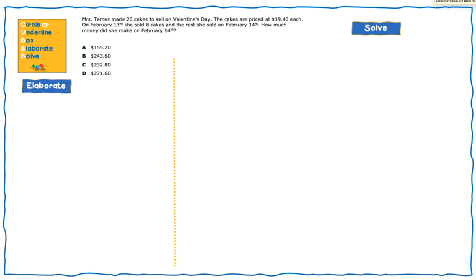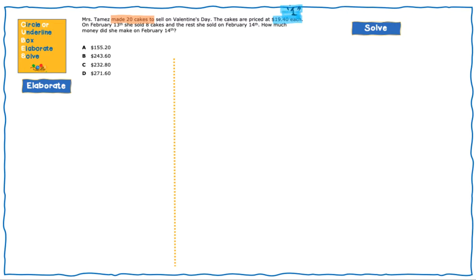Okay, so we're gonna first circle or underline important information. In my first sentence, I see she made 20 cakes. That's important because that's what she made. Next sentence says the cakes are priced at 19.40 each, and that is important. I'm gonna highlight that. This is a number, and you already know that word each means what number? Great. This means the number 1.